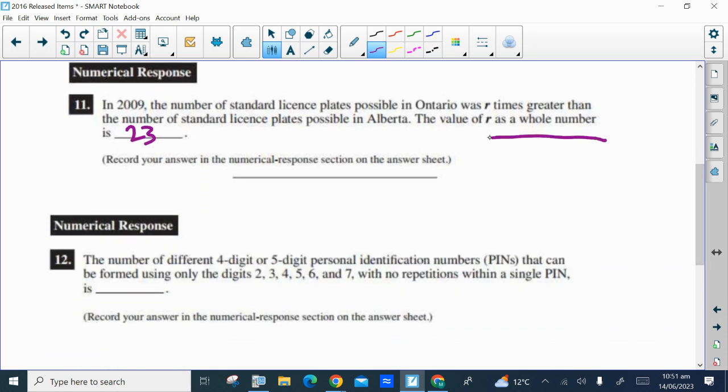So again, if this was a numerical response question, the first two boxes would be filled. The last two would be left blank.